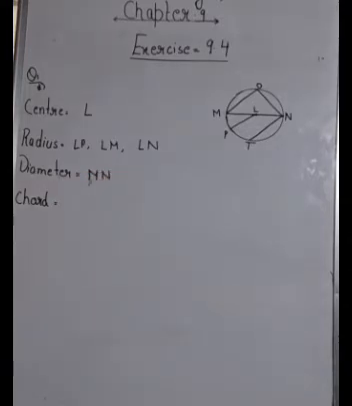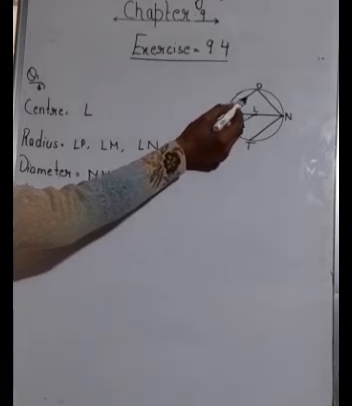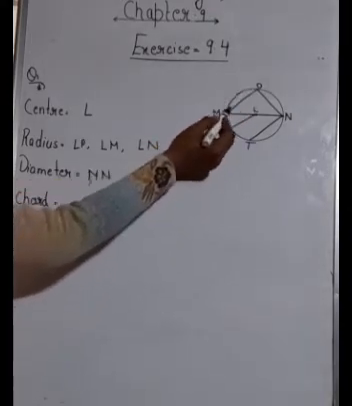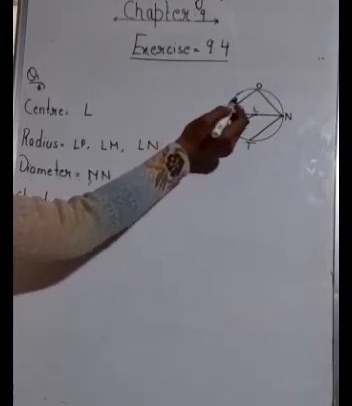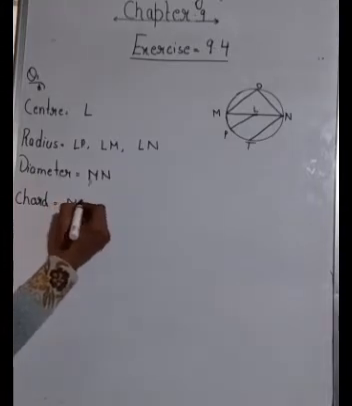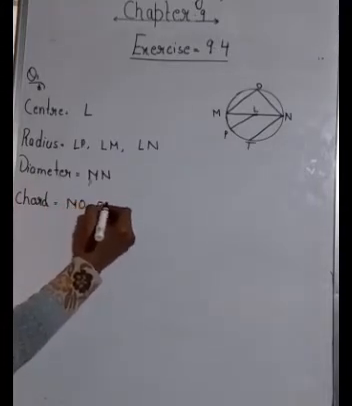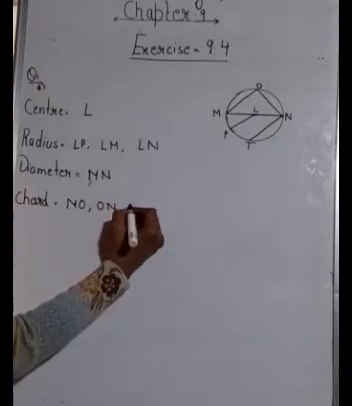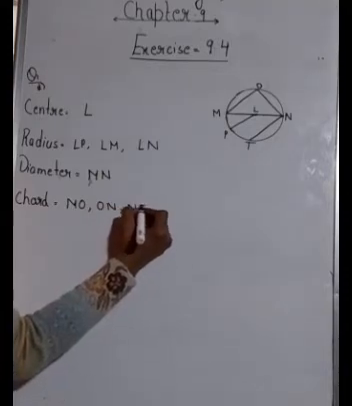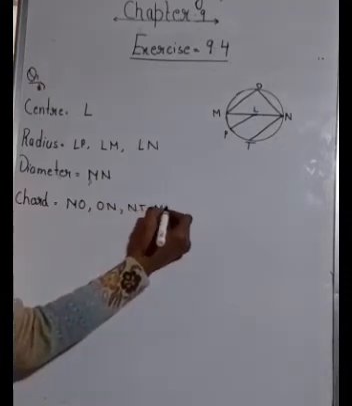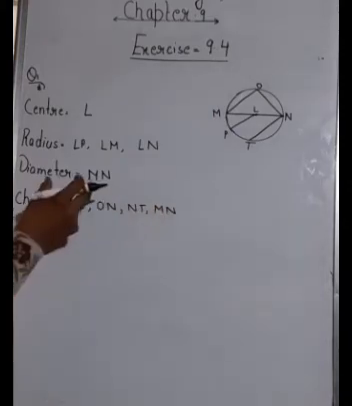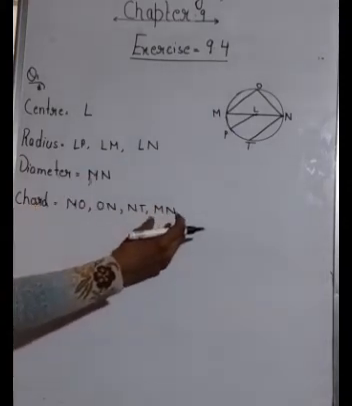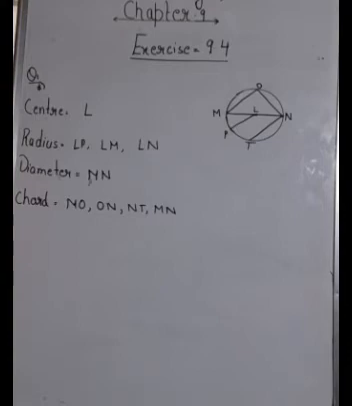Now chord, I told you what is a chord? A line segment which touches 2 points in a circle. So you can see that MO is touching 2 points in a circle. So one chord is MO, another one is ON. Next is your NT and MN also. Why MN? Because though MN is its diameter, diameter is the longest chord of the circle. So in this way you have to do the rest of the parts of your question number 1.